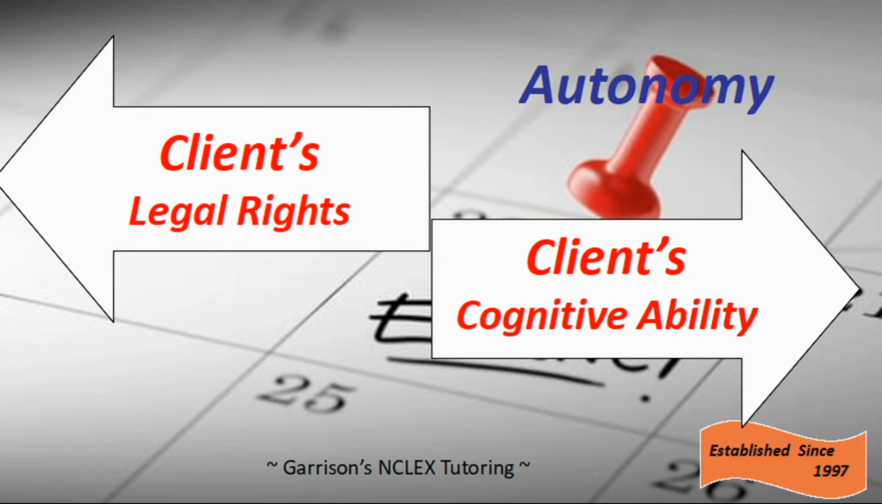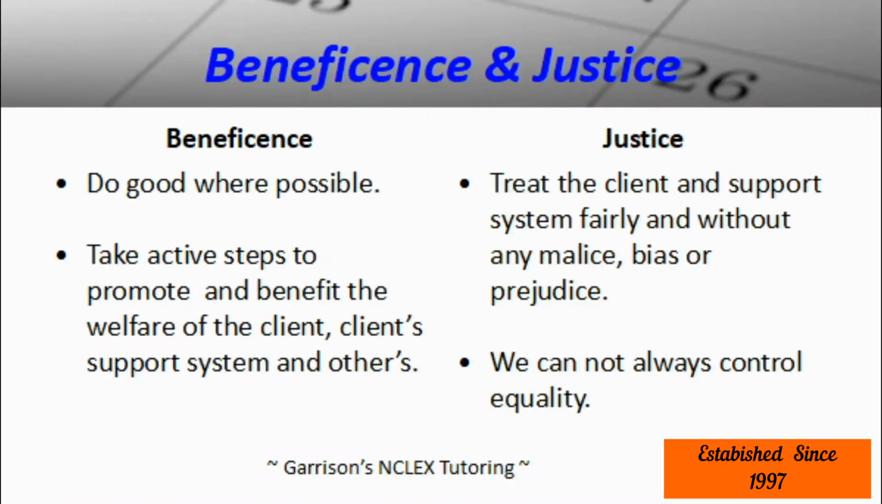So with autonomy, they have the right to make independent decisions, but if they have cognitive problems, there needs to be intervention. That's what I want you to take away from this section for the NCLEX. All right, now let's tackle beneficence and justice. Earlier I said social justice, but I think the NCLEX just has justice as an answer because there was an actual question on the NCLEX.